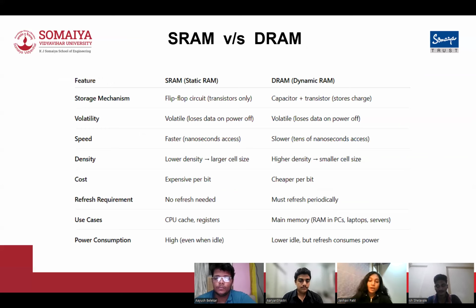Now let's have a quick comparison of SRAM and DRAM. SRAM uses flip-flops, while DRAM uses a transistor and capacitor pair. Both are volatile, but SRAM is faster. DRAM is much cheaper and denser comparatively. SRAM doesn't need refreshing, while DRAM does. SRAM is mostly used in computer cache, while DRAM is the main memory of the entire system.